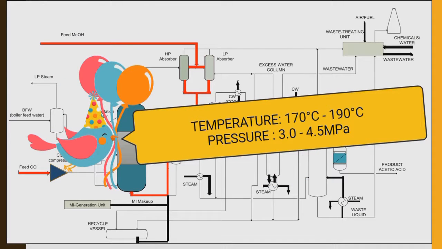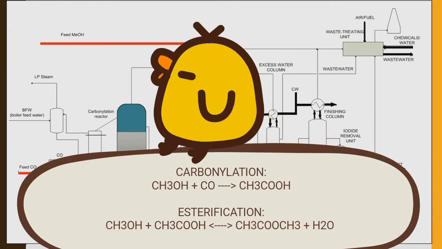Now let me show you the principal reaction of Acetica process. The methanol carbonylation reaction between methanol and carbon monoxide is conducted at moderate temperatures of 170 to 190 degrees Celsius and pressures of 3.0 to 4.5 megapascal. This is the principal reaction of Acetica process. There are two principal reactions here.